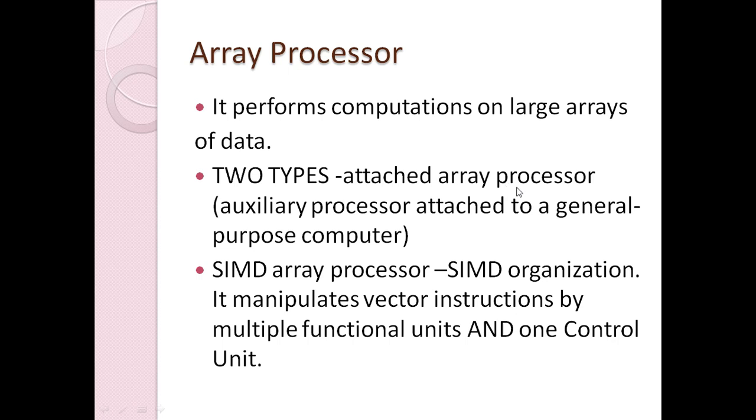Attached array processor means we have a general purpose computer and we have additionally attached one more processor, an auxiliary processor, for a specific task. So that is what attached array processor is. SIMD array processor has SIMD single instruction multiple data stream organization. It manipulates vector instructions by using multiple functional units. Multiple functional unit means there are processing units more than one and there is a single control unit.